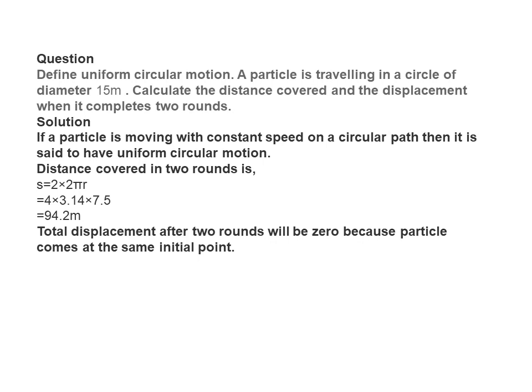Solution. If a particle is moving with constant speed on a circular path, then it is said to have uniform circular motion. Distance covered in 2 rounds is S equal to 2 into 2 pi r. So 2 into 2 is 4, the value of pi is 3.14 and the value of r is 7.5. So total distance is 94.2 meter. Total displacement after 2 rounds will be 0 because the particle comes to the same initial point.